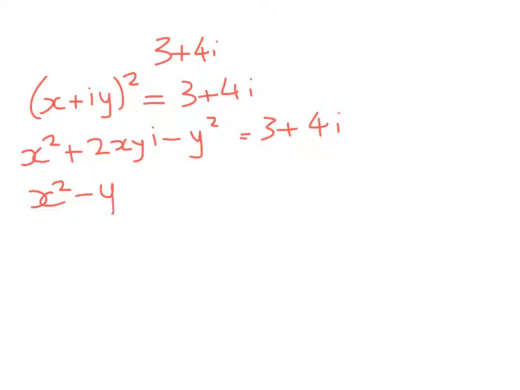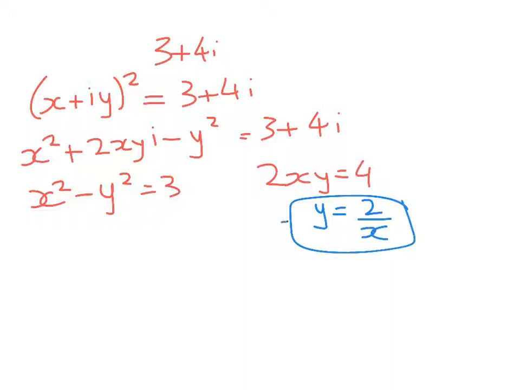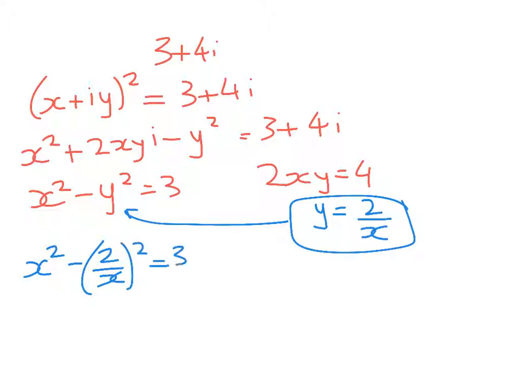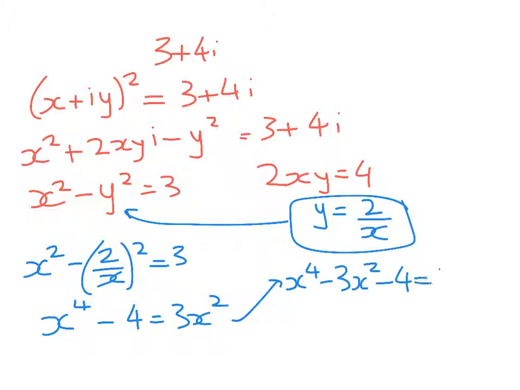So x squared minus y squared equals 3. 2xy is 4. I'll just change colour. So y is equal to 2 over x. Take this, pop it back in here. X squared minus 2 over x, squared, equals 3. Now we're going to get a quartic, multiplying through. X to the power of 4 minus 4 equals 3x squared. Rearrange that. X to the power of 4 minus 3x squared minus 4 equals 0.